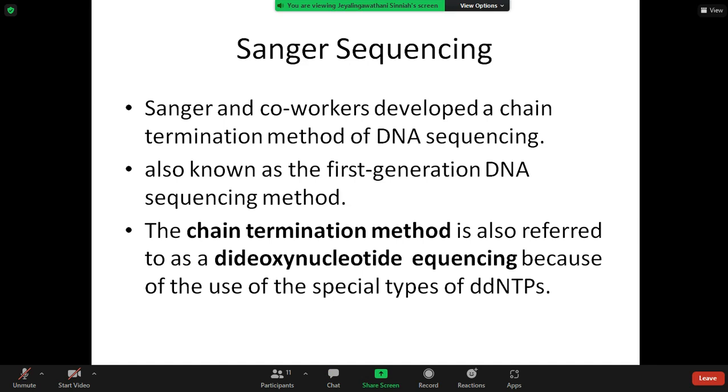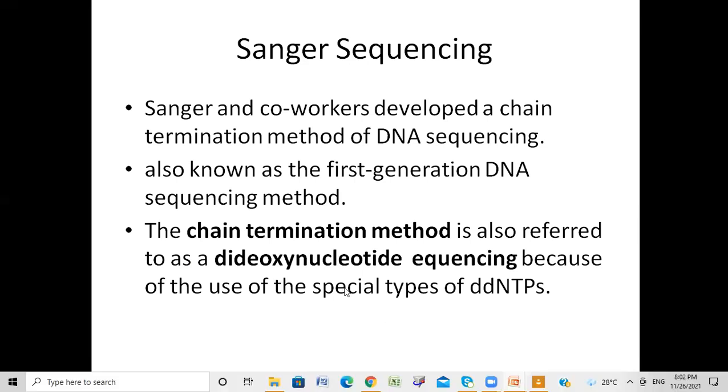Here, if you look at this Sanger, it's not a single scientist, but co-workers. So Sanger and co-workers developed a chain termination method of DNA sequencing. We looked at the Maxam-Gilbert or chemical cleavage method, but here Sanger and co-workers developed a chain termination method of DNA sequencing, so it can be called the Sanger sequencing method, or otherwise the chain termination method.